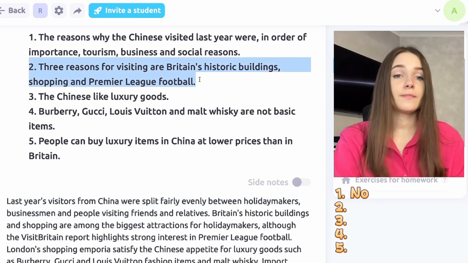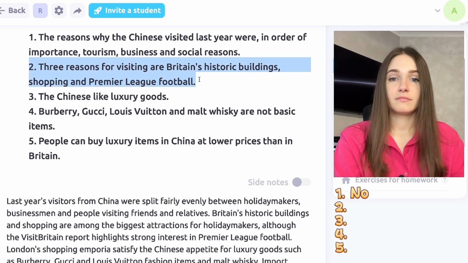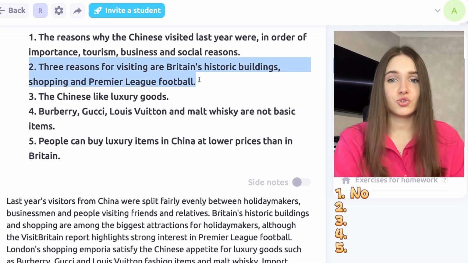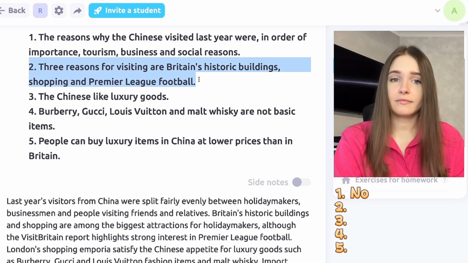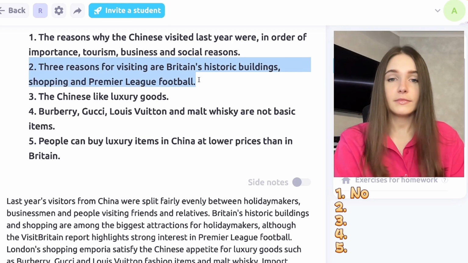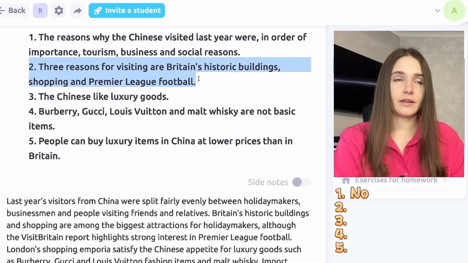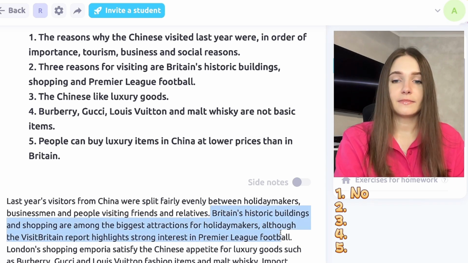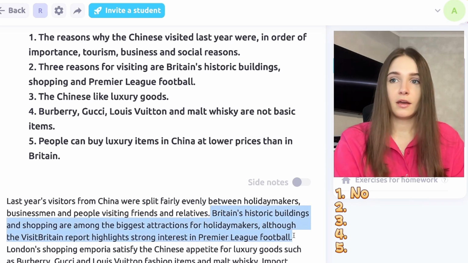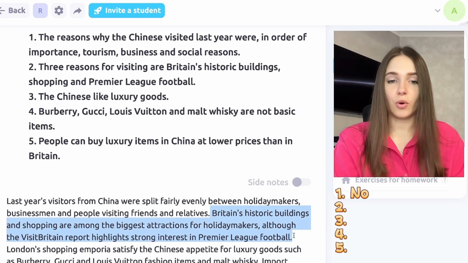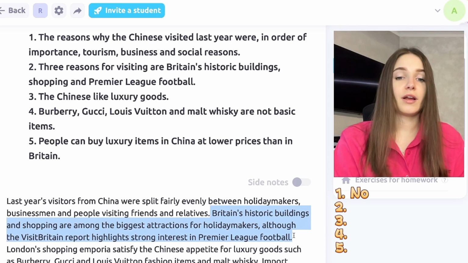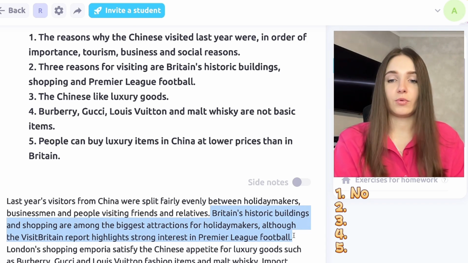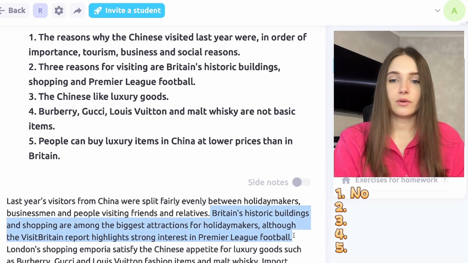the next question: 3 reasons for visiting Britain: historic buildings, shopping, and Premier League football. Okay, we have 3 reasons, and they just list them, and no extra information is given. So let's take a look. The answer to this is given in the second sentence. Britain's historic buildings and shopping are among the biggest attractions for holidaymakers, although the Visit Britain report highlights strong interest in Premier League football. So, let's take a look at the reasons.